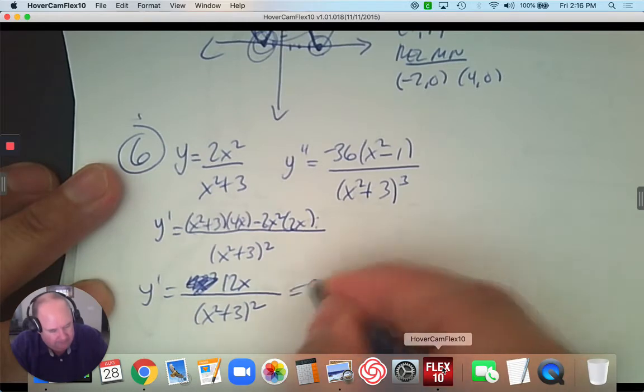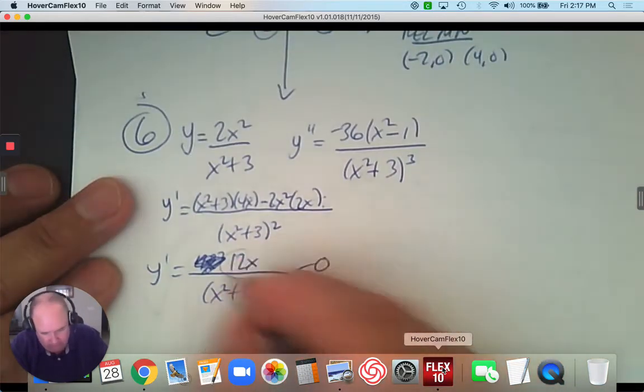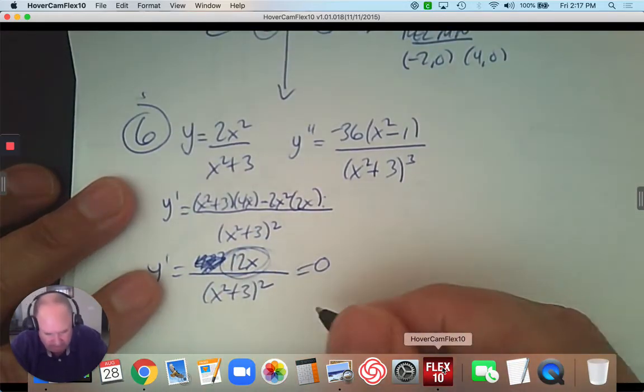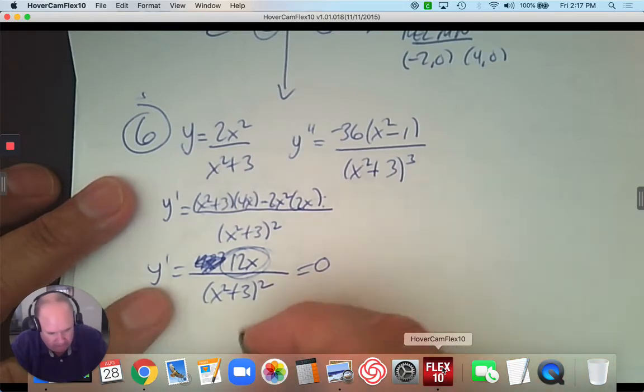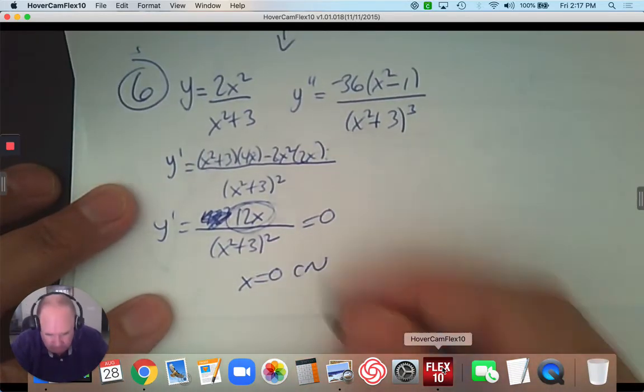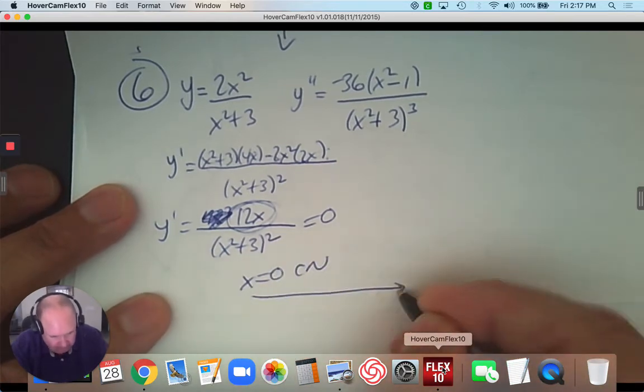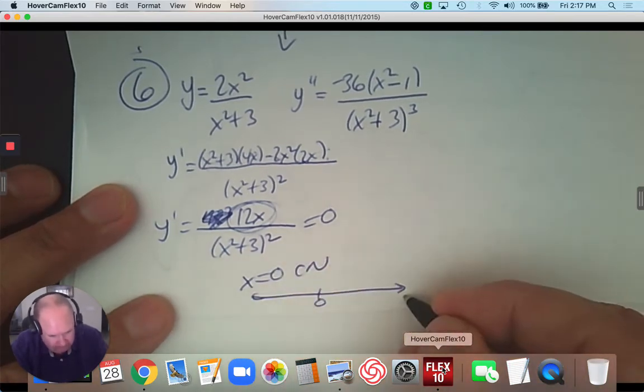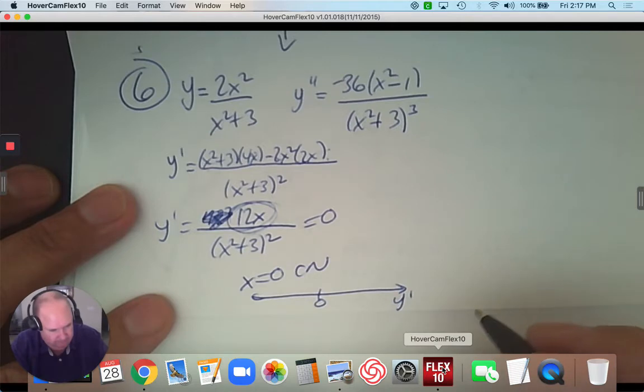If I made that equal to 0, you only need the numerator. So what makes the numerator 0? 12x equal to 0. The only critical number is at 0. That makes the whole thing 0. So if I do a number line, only 0 for the first derivative.